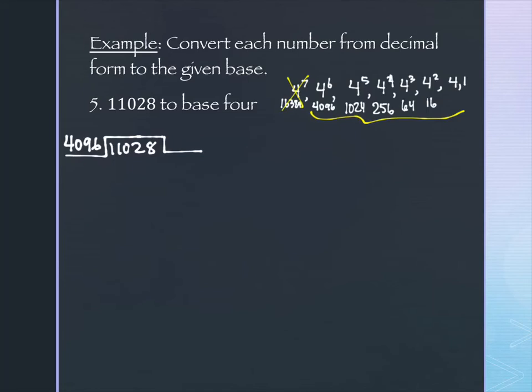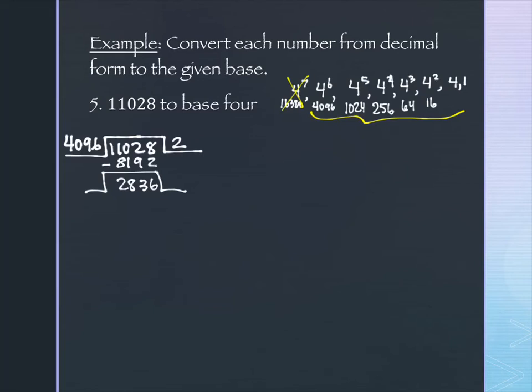How many times will 4,096 go into 11,028? 2 times. And we put it over there on the right-hand side. What is 2 times 4,096? 8192. And then we subtract. So I don't have all these pieces written out, so I'm going to do it with you. 2836. Thank you. 2836.